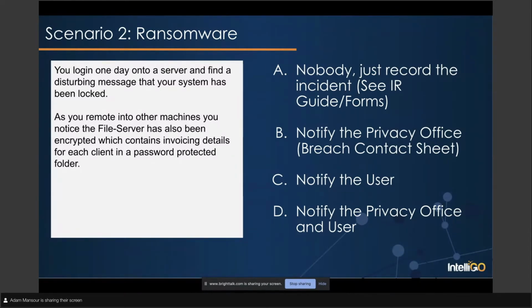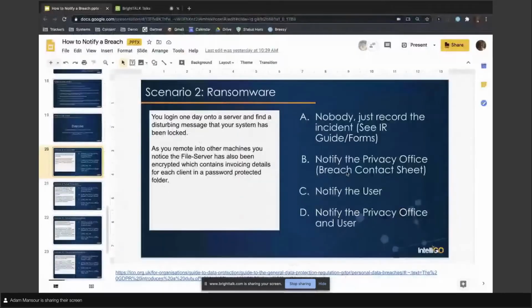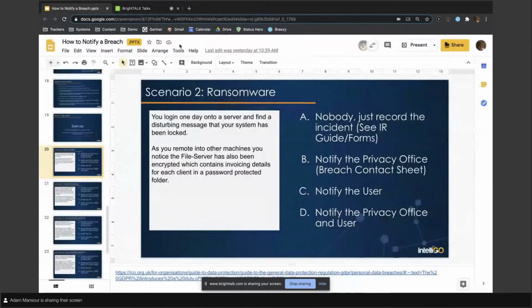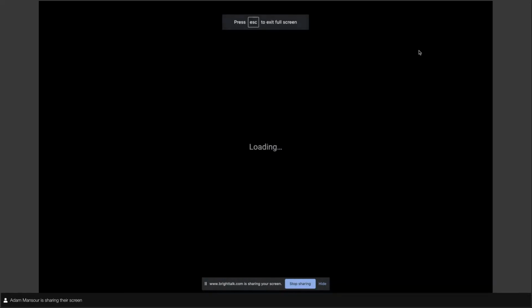Let's also assume that you've got a file server that essentially is one of the ones that was encrypted, and it's got a number of invoicing details specific to each client with contact details, letterhead, and things of that nature on that set of files. So in this case, are we going to go with not notifying anybody, notifying the user, notifying the privacy office, or notifying both? I'll give you guys a couple of seconds here just to quickly send in some chat responses and talk through some of the typical things that occur here.